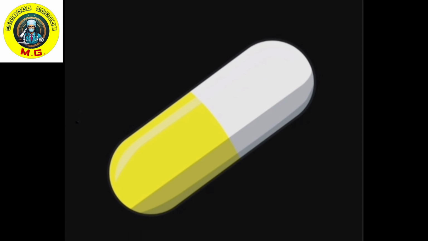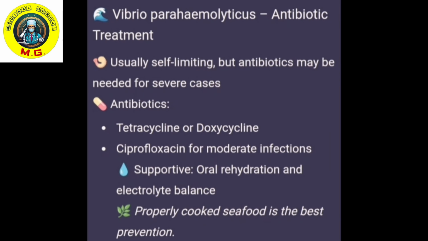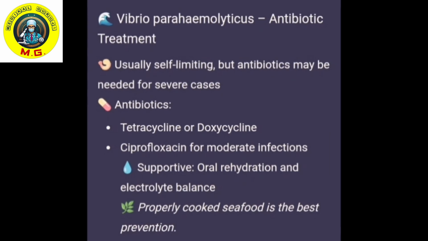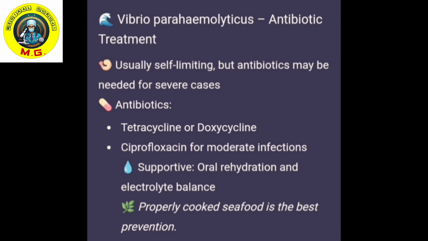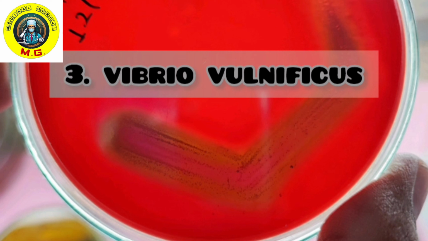In case of prevention of Vibrio parahaemolyticus, cook seafood thoroughly. Avoid cross-contamination between raw and cooked foods. Maintain proper refrigeration. The third category is Vibrio vulnificus, the flesh-eating Vibrio. These are opportunistic marine pathogens causing severe wound infections and septicemia.